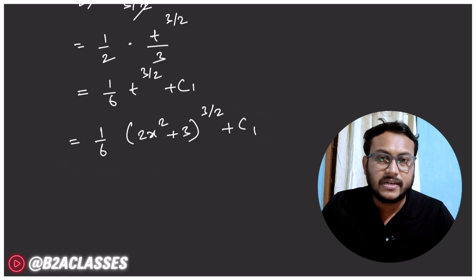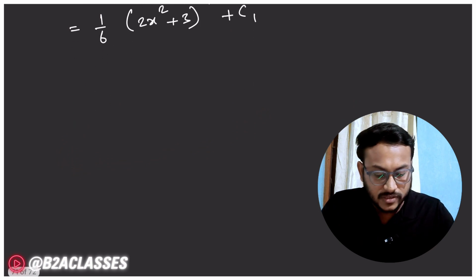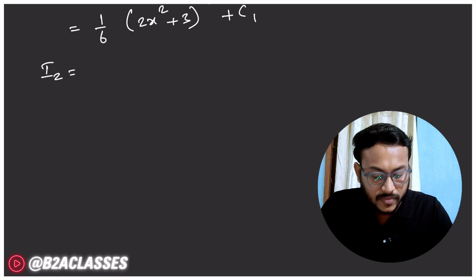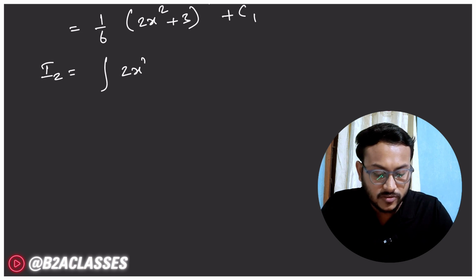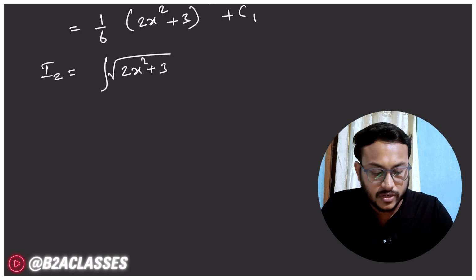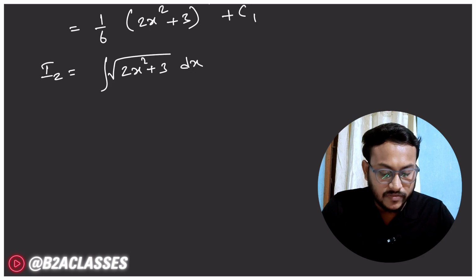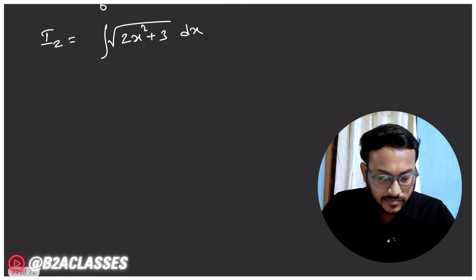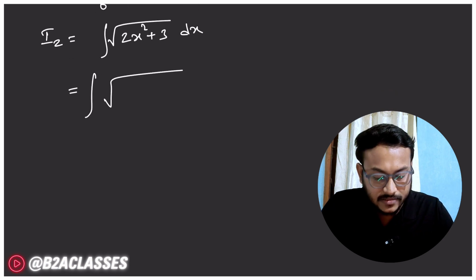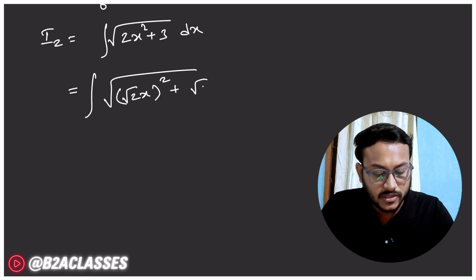Now we have to find I2 separately. So I2 was basically integration of root over 2x square plus 3. To solve I2, we will use the formula for root over x square plus a square. Before that, we have to use a substitution method, because we can rewrite this as root of (root 2 x) whole square plus (root 3) square. So we will write this afterwards. Let's say 3.